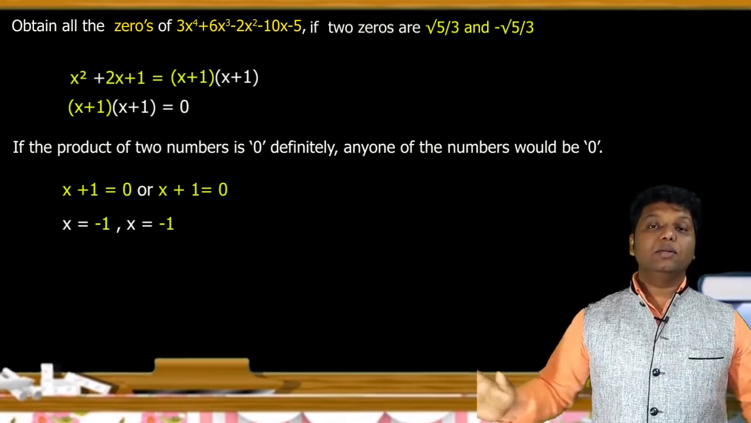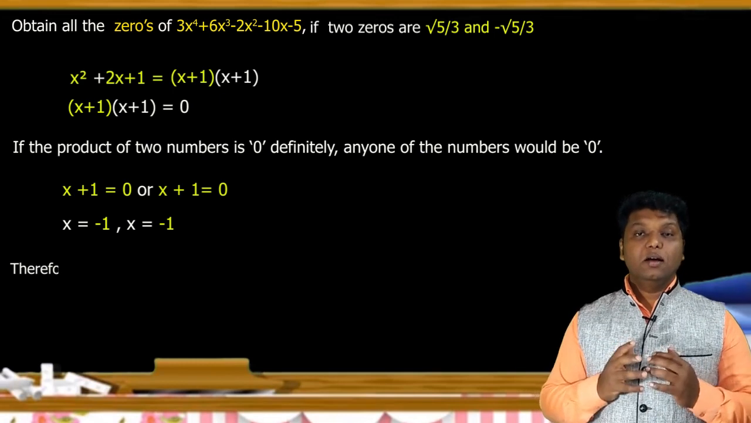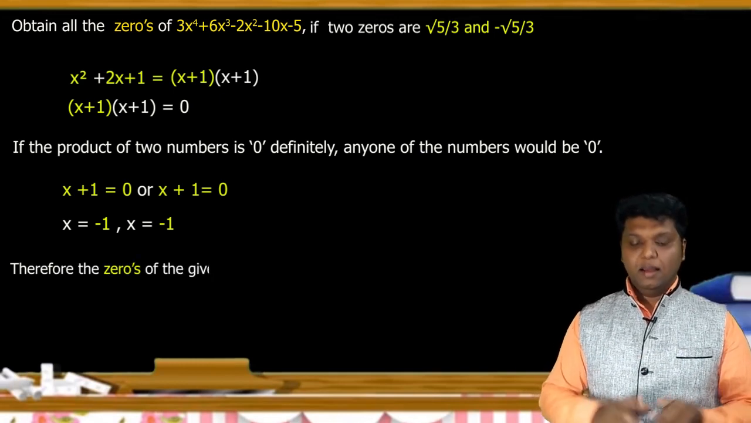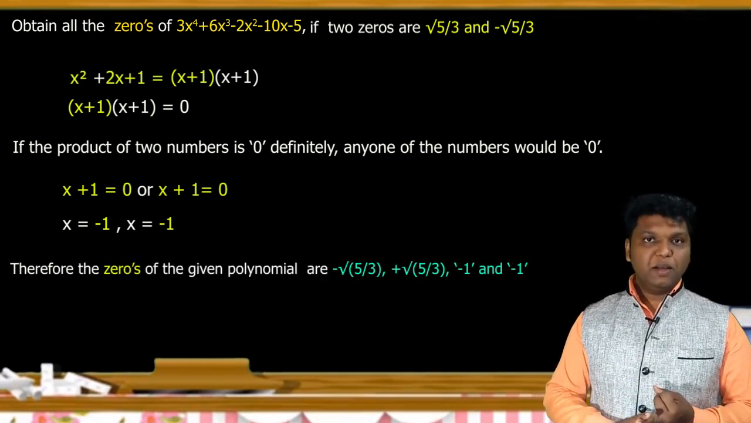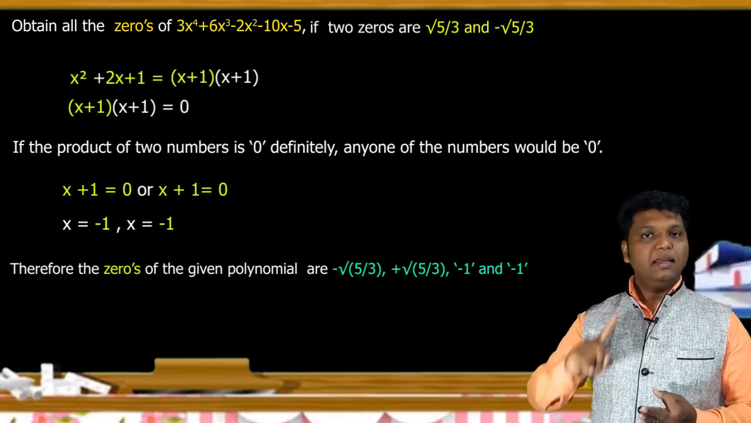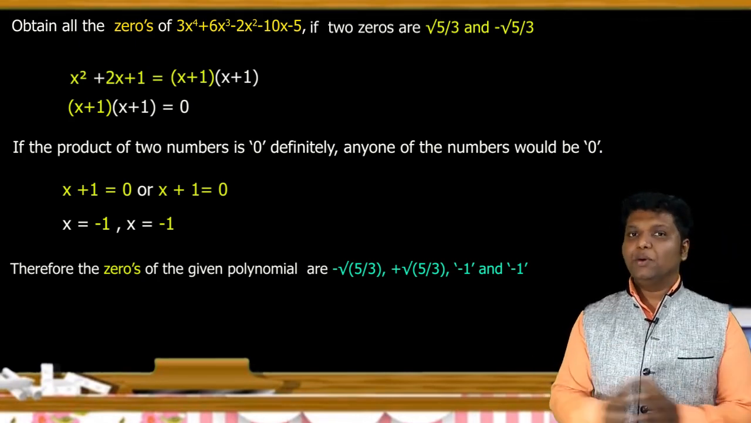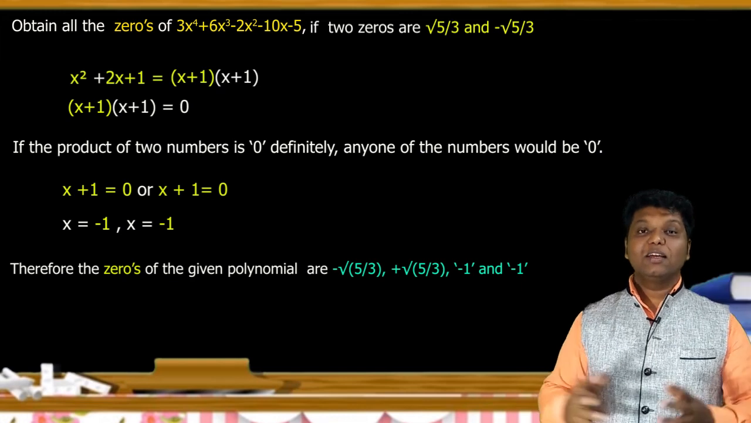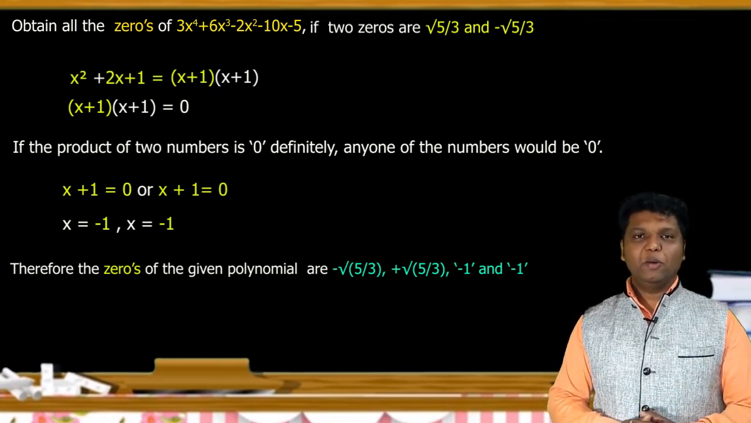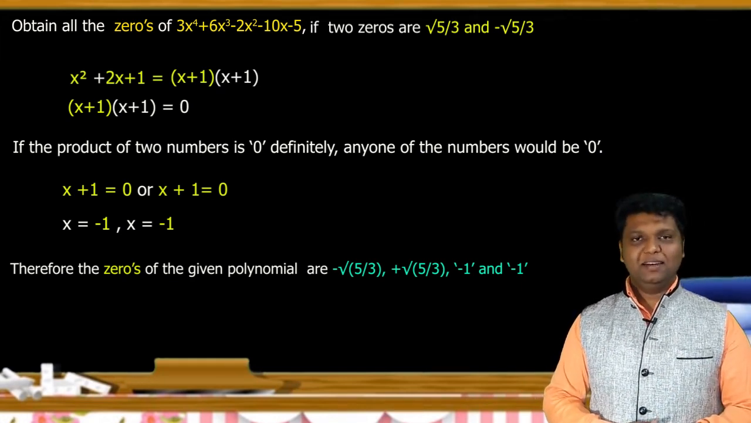So finally you will conclude the step like this. Therefore the zeros of the given polynomial are minus 5 by root 3, plus 5 by root 3, minus 1 and minus 1. This is how you have to obtain all the zeros of a given biquadratic polynomial when two of the zeros are given.